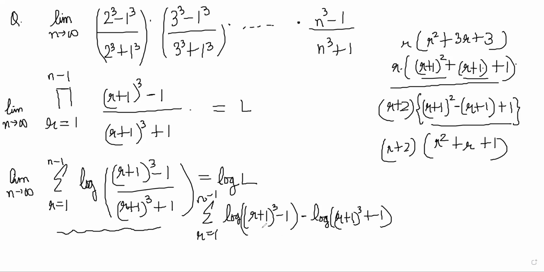So 2 cube plus 1 cube, but these terms are not matching very nicely. The next one will be 4 cube minus 1 cube by 4 cube plus 1 cube, right? The terms don't seem to be matching here. If the terms were matching, I could have cancelled some terms. When you separate it as log, the terms will cancel if they were matching, but right now they don't seem to be matching. So what to do then? Let's think.